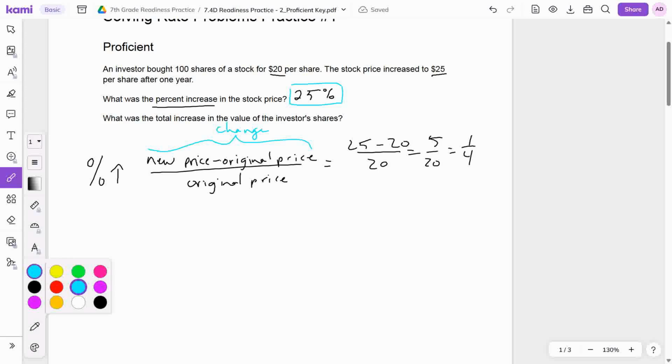Now, what is the total increase in the value? Remember, it went up. The change is this $5. And remember, the investor bought 100 shares. So 5 times each one of the 100 is going to be a total increase of $500. Not bad. That's going to be our answer to the second part of this problem.